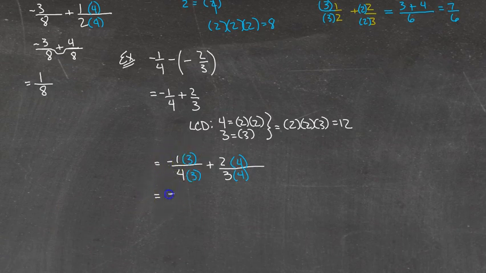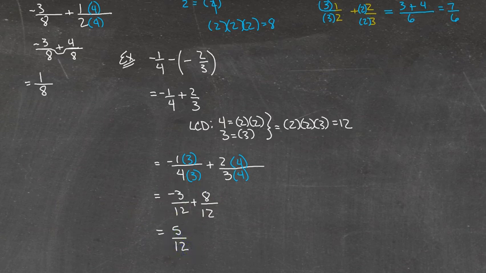-1 times 3 is -3 over 12, plus 2 times 4, which is 8, over 12. And now I just have like denominators. -3 plus 8 is 5 over 12, and that does not reduce.